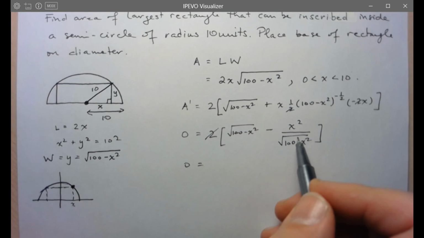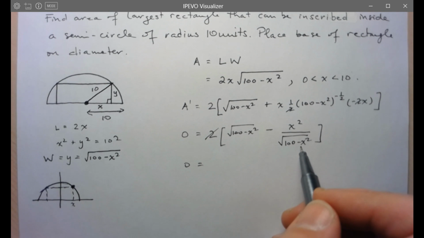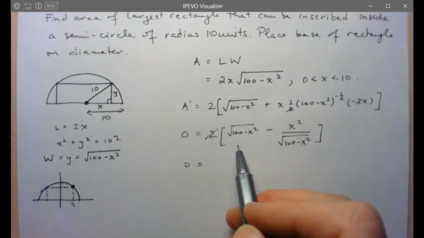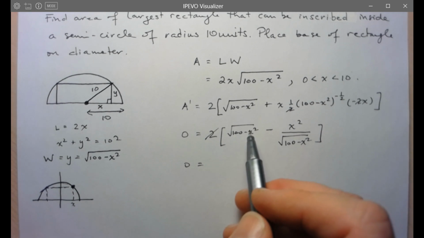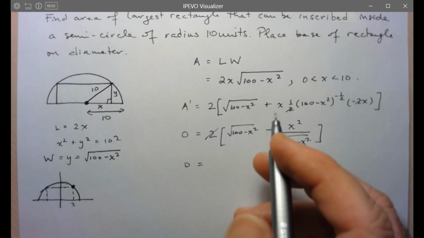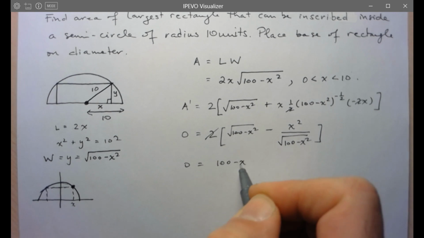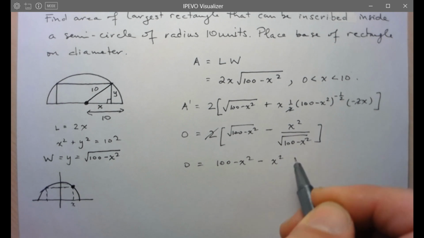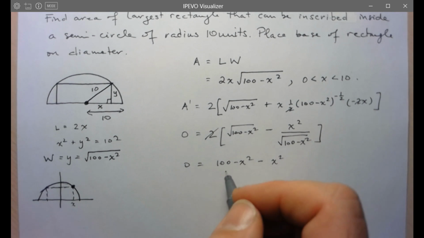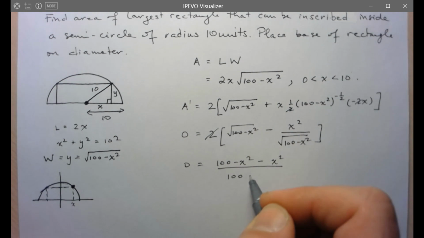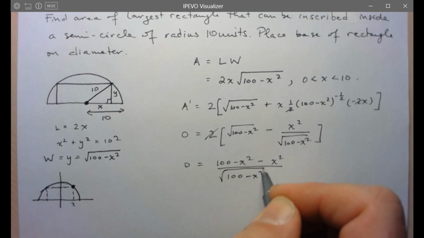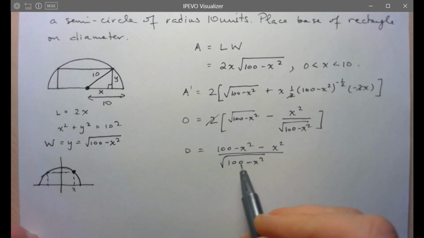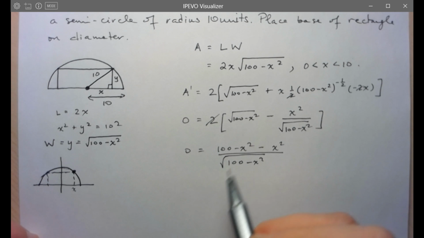So here, my common denominator is going to be the square root of 100 minus x squared. So I need to multiply it to this first term because it has a denominator of 1. And of course, root 100 minus x squared times root 100 minus x squared is just 100 minus x squared. Okay, minus, well, this is just going to be x squared since it already has that denominator. All right, so over the square root of 100 minus x squared. And so now I'm left with something fairly simple to solve. Because it's a fraction, I only need the numerator to be equal to 0.